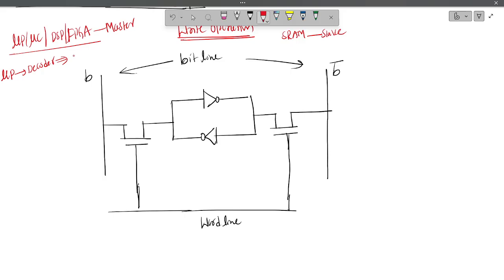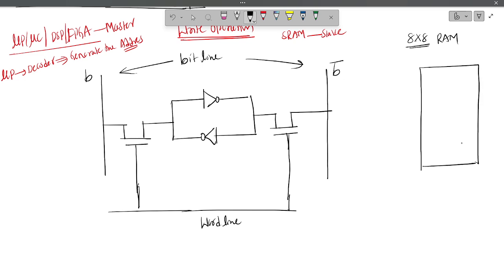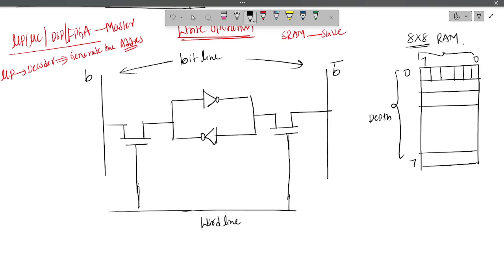So what is the operation of the decoder? It will generate the address. Suppose you design in Verilog an 8 cross 8 RAM, a normal RAM. So 8 cross 8 RAM means, in total how many locations are there? 8 locations, from 0 to 7. This is the depth. And each location has how many bits? 8 bits. This is the width.